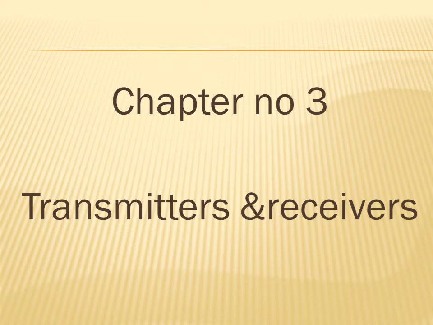What is automatic gain control? What is the concept of pre-emphasis and de-emphasis? Next, how to detect the FM signal by using different detector circuits such as the ratio detector, and by using PLL. How to generate the FM signal by using varactor diode, reactance modulator, and the Armstrong method. We will see these points in chapter number 3, so we will start with the first point.